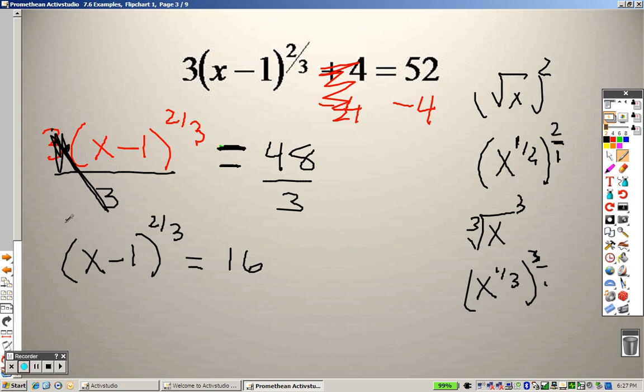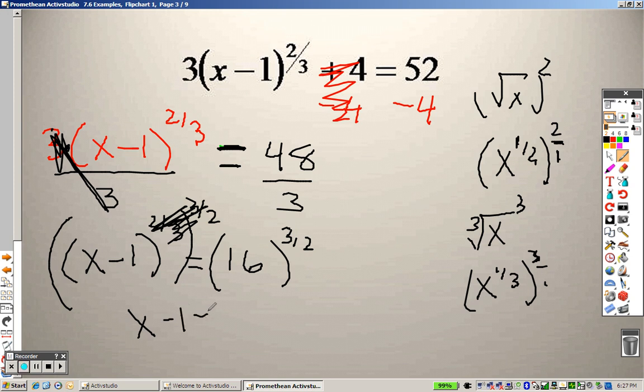The point I'm getting at is this: since I have a power of 2/3, let's take both sides to the reciprocal, which is 3/2. If I take both sides to the 3/2 power, this cancels out, giving me x minus 1, and then I have 16 to the 3/2. So 16 to the 3/2 is 64. Really, I have x minus 1 equals 64. I add 1 to both sides, and I get x equals 65 as my answer.